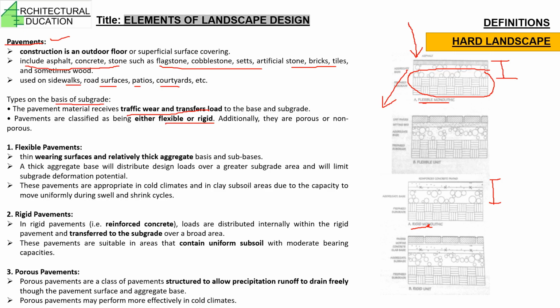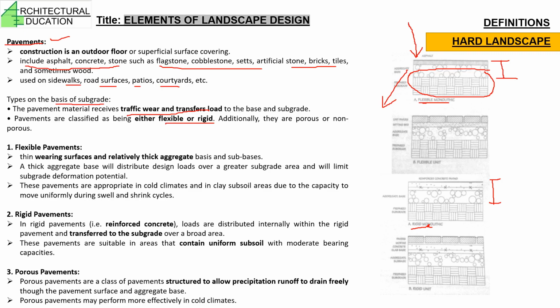The pavements are appropriate in cold climates and in clay subsoil areas due to the capacity to move uniformly during swell and shrinkage cycles. So normally what happens, these are given with an air gap or some interlocking flexibility, so that if there is any kind of replacement in case of wear and tear, it can be easily replaced, or if there is any problem where it has to be reconstructed, that can be done easily.